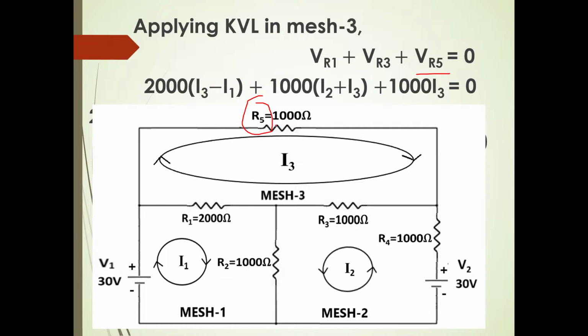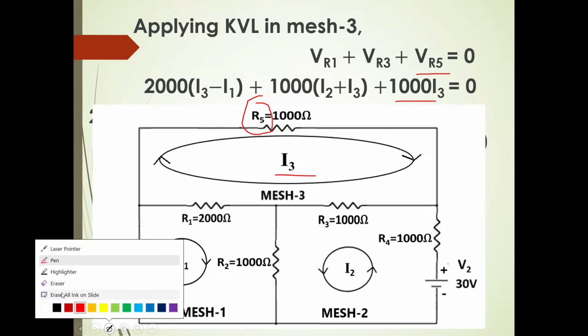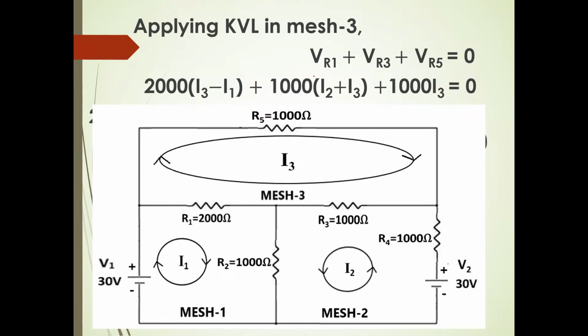Resistance value is how much? 1000. 1000 into what is the current in that particular mesh? Current is I3. So 1000 into I3 is equal to 0, because there is no voltage source here. So the algebraic sum of voltage drops in mesh 3 is equal to 0. I will just remove this circuit.